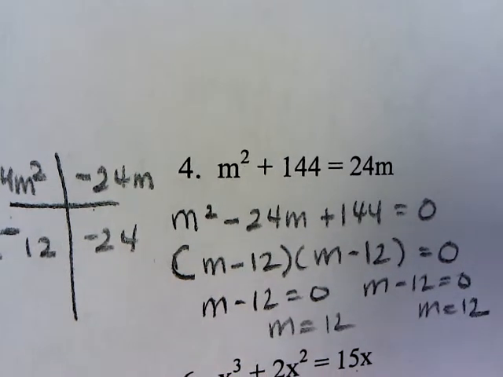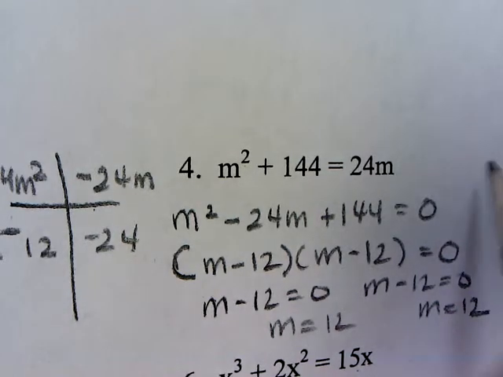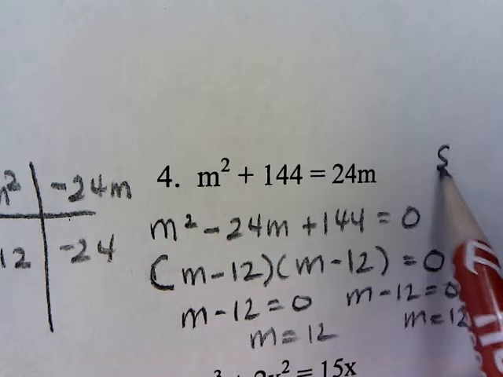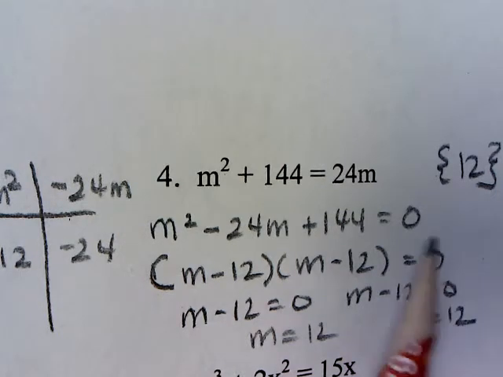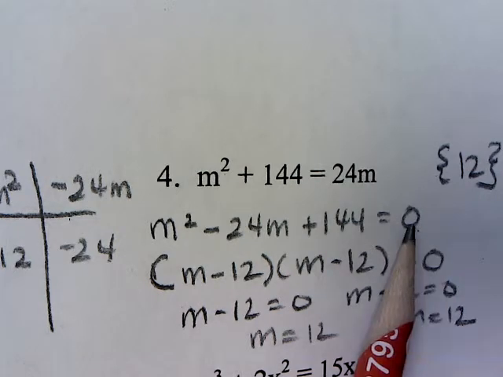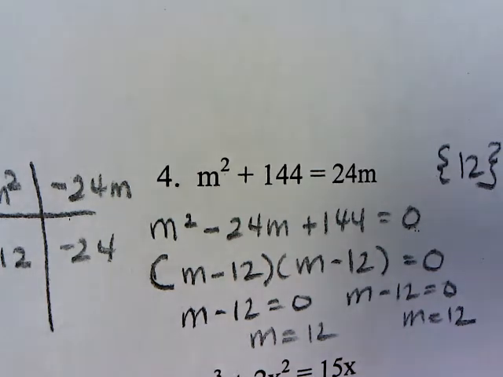Now, because it actually was a PST, it has the same answer. We do not have to write the 12 twice. We can just write it once. No big deal. What you have to be careful of is, one, my equation has to equal 0. Then it's just all the factoring rules we already know. And my answer has to be in set notation.